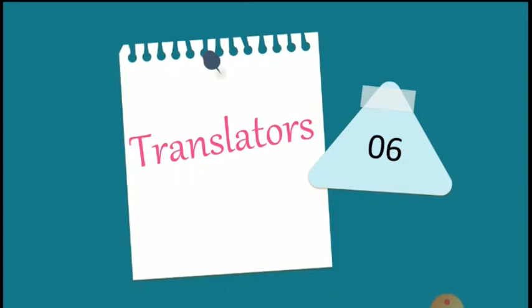Welcome to the sixth session of C programming. Till now, we have studied what is computer program, what is programming language, generations of programming language, and classification of programming language. In classification of programming language, there are three types: low level language, middle level language, and high level language. In today's session, we will study different types of translators. So let's start with this session.